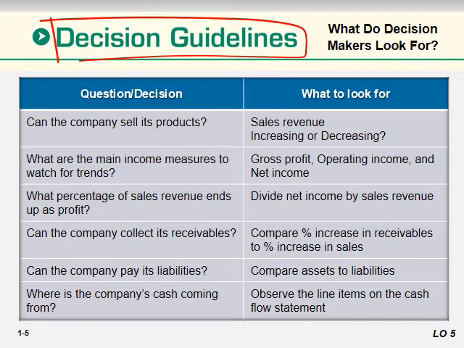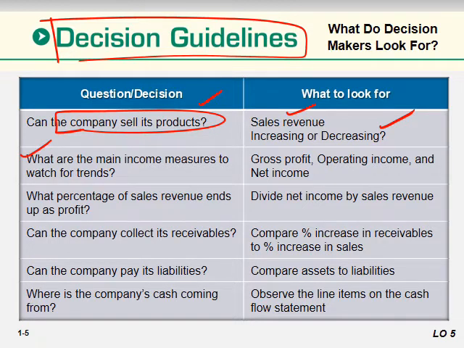If your question is, can the company sell its product, then what you have to look for is the sales revenue, whether it's increasing or decreasing. If it's decreasing from year to year, it means it cannot sell its product, and there is no confidence in selling its product in future.